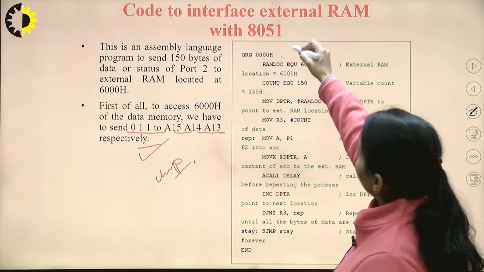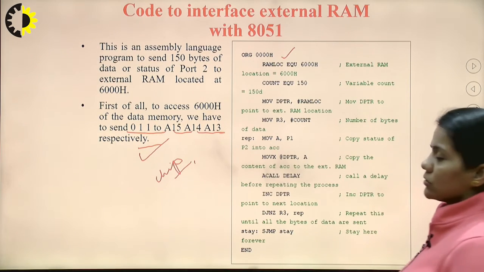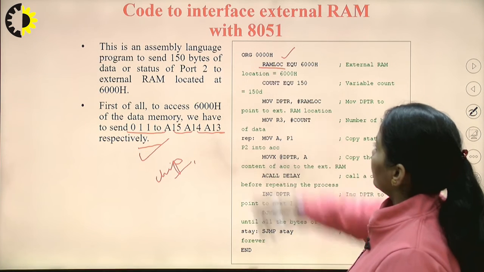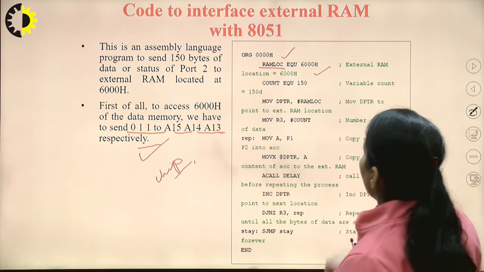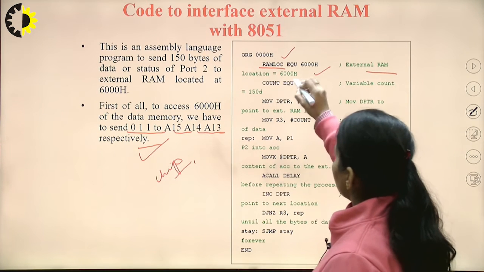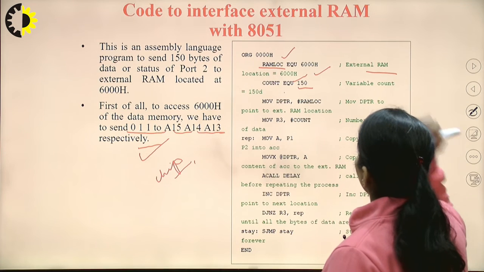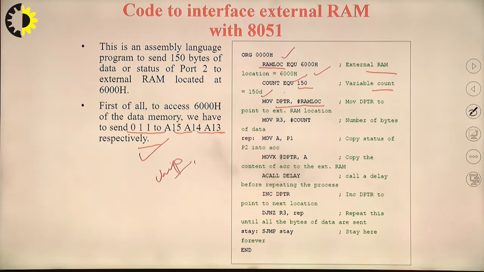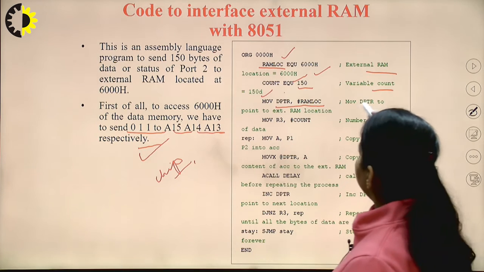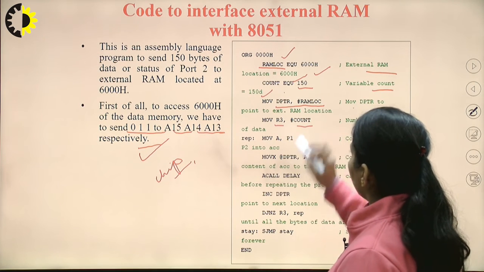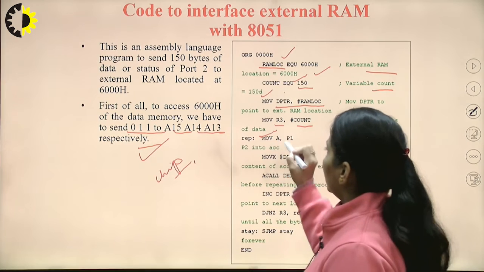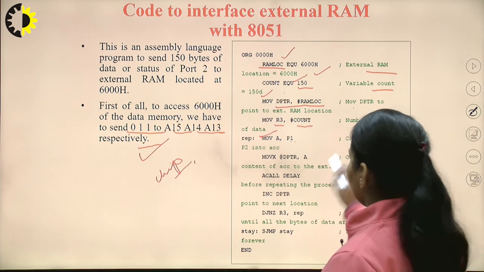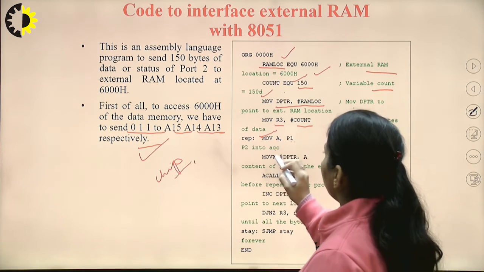Now, from 0000H, our program is organized. RAM location EQU 6000H, that is the external RAM location, count EQU 150, variable count 150D. MOV DPTR, #RAM location. MOV R3, #count, that's the number of bytes of data. Now REPEAT is a label for the instruction MOV A, P1. The status of P1 is copied into the accumulator.